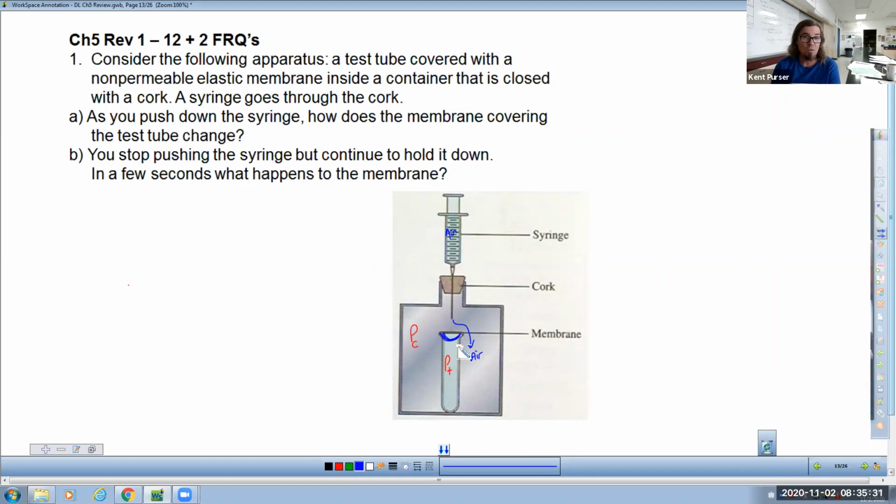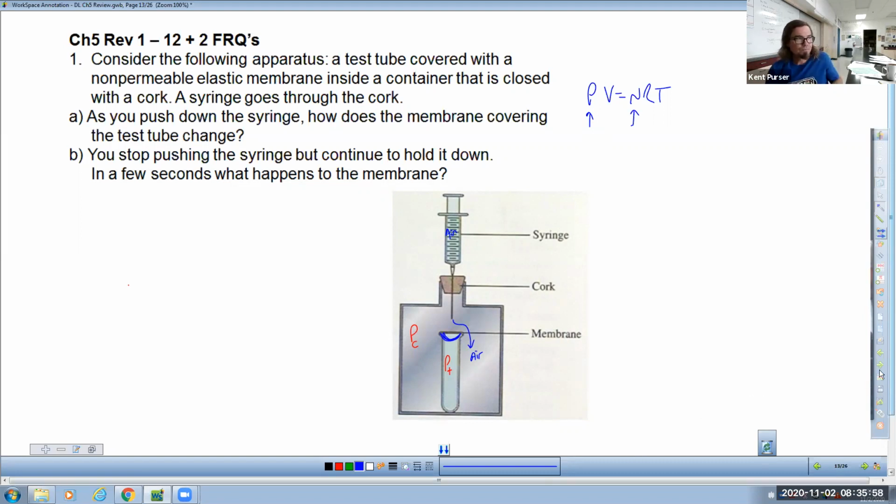And this question is all about pressure. Pressure changes because if you increase the number of moles, PV equals nRT. By increasing the number of moles inside the container, when you push down the syringe, you increase the pressure inside the container. If the pressure inside the container is greater than the pressure inside the test tube, that membrane is going to have to almost look like a meniscus in order to make up for that.